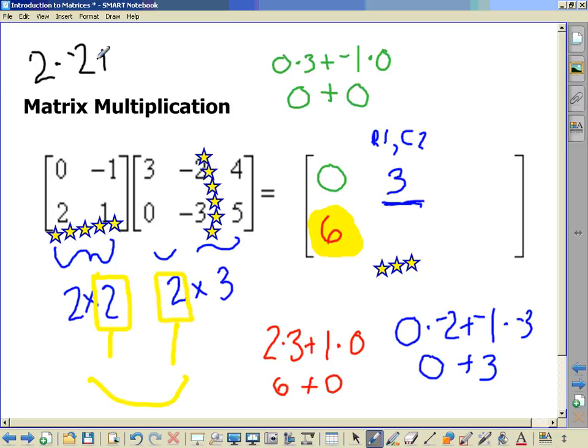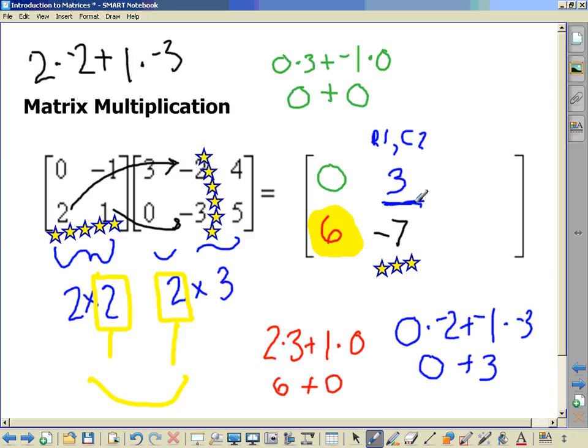2 times -2 plus 1 times -3. I'm moving across the second row while I move down the second column. That's going to be -4 plus -3. This entry will be -7.